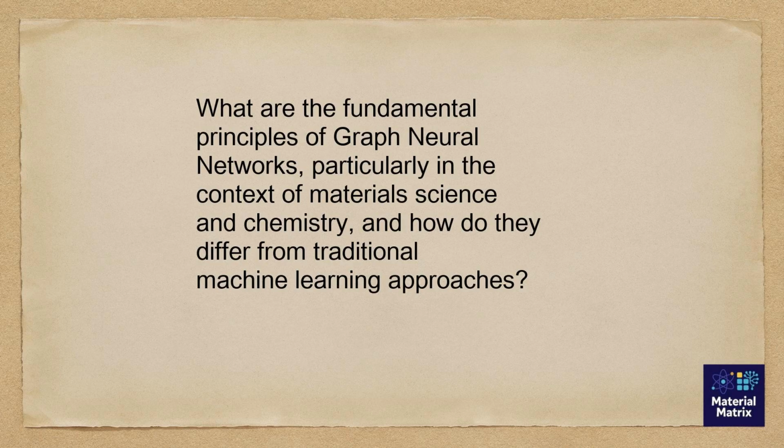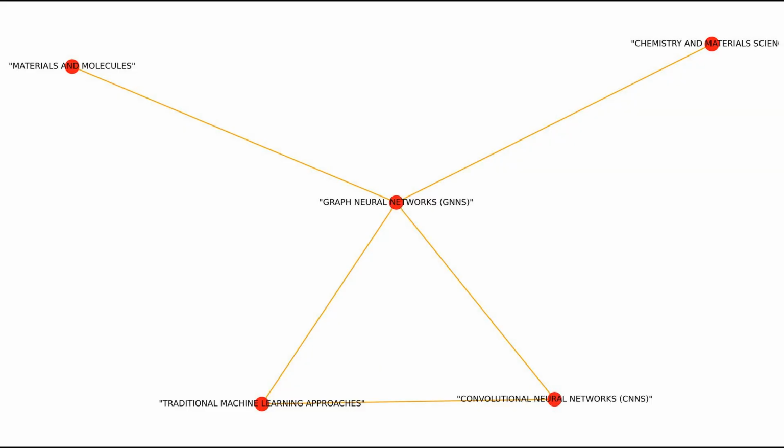What are the fundamental principles of graph neural networks, particularly in the context of material science and chemistry, and how do they differ from traditional machine learning approaches?